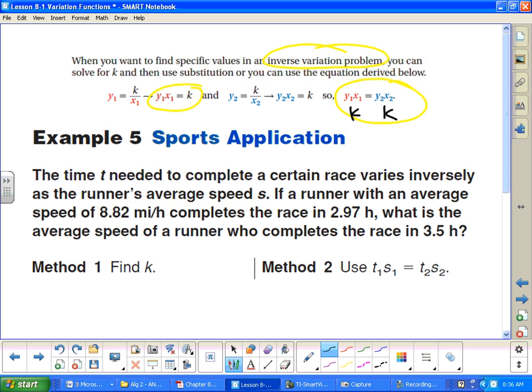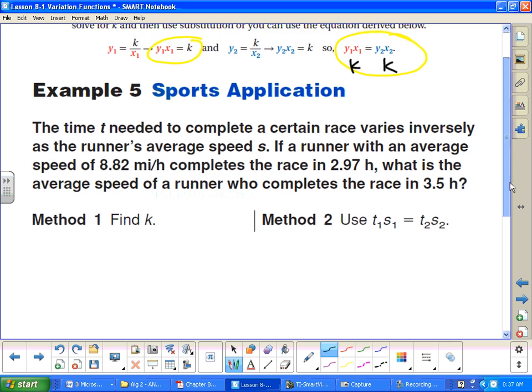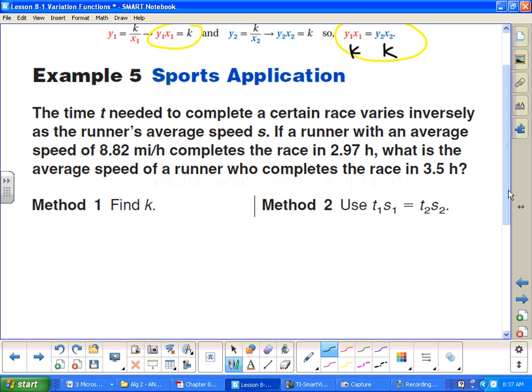Okay? And we're not even going to do method 1, we're just going to go right to method 2. Method 2 is much easier because you set it up, you've got everything right there, and you solve. If you use method 1, where you have to find k first, there's a little bit more work involved. So this is for when it varies inversely.